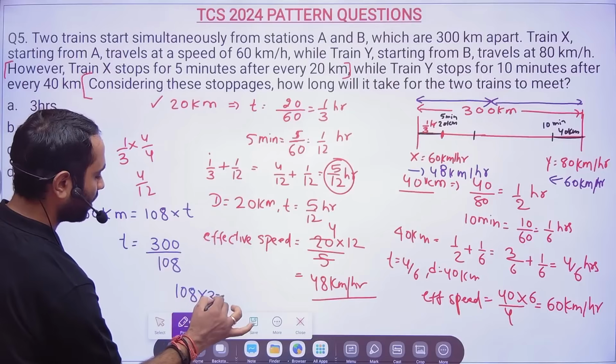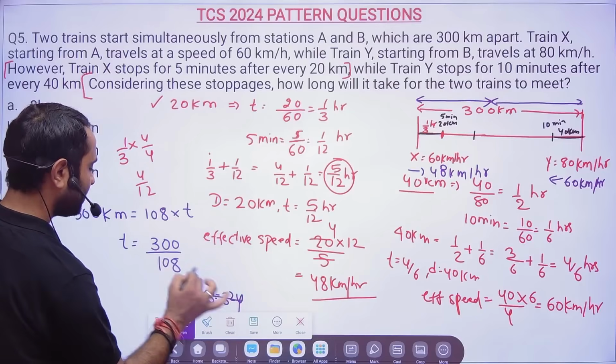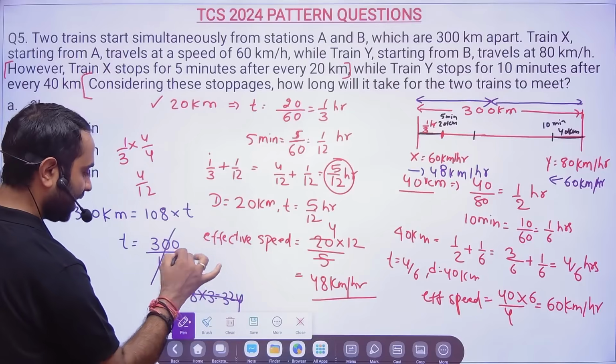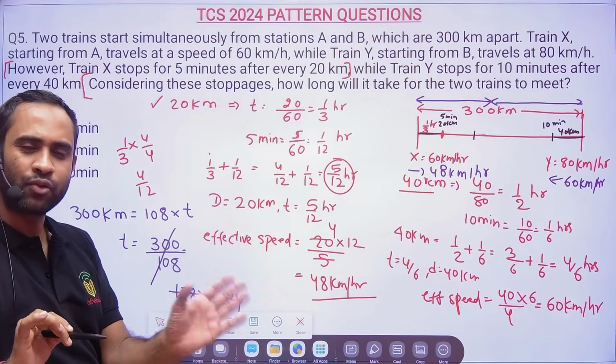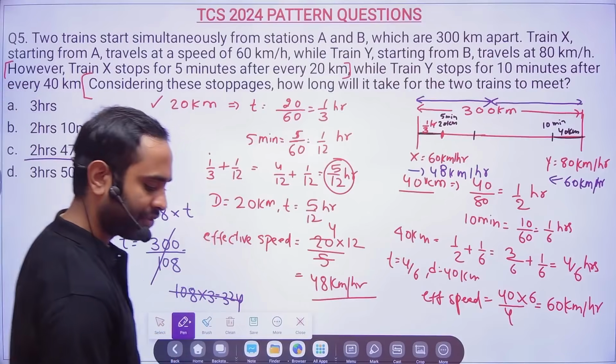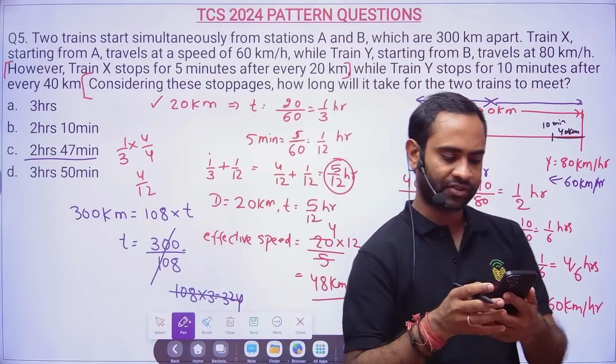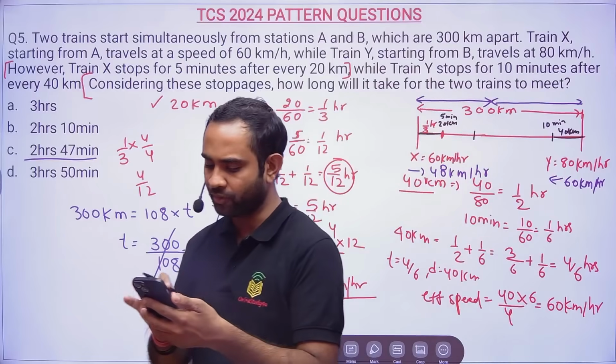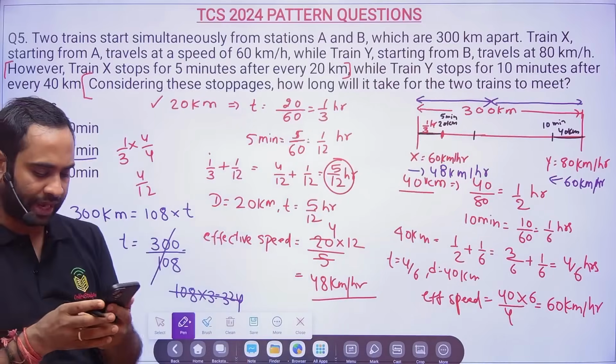108 into 3 will be what? Sir, 324, right? Okay. So if we try to divide, it will not go 3 times, it will go 2 hours and something, very close to 3 hours. Sir, I did not understand. If you did not understand, then you can use your calculator, right?